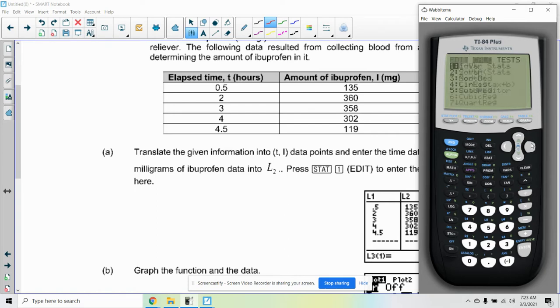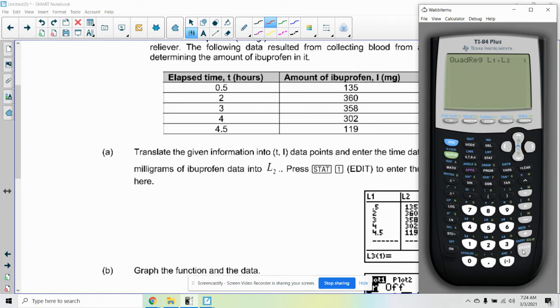My data is entered, so now I'm going to go to Stat again, and then go to Calculate. If we were in Chapter 1 and we knew this data was linear, we would use LinReg. But since we're in Chapter 2 and we know this data is quadratic, we're going to use QuadReg. X values come from L1, Y values come from L2. Frequency list, we're just going to clear that out. Make sure that's empty. And you're going to leave Store RegEQ blank as well.